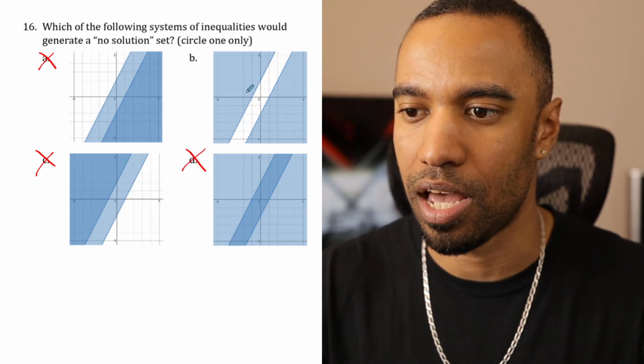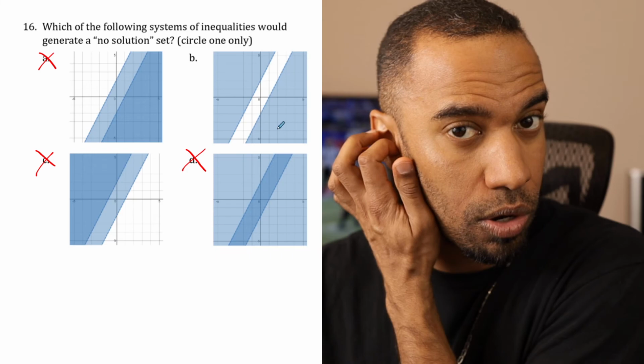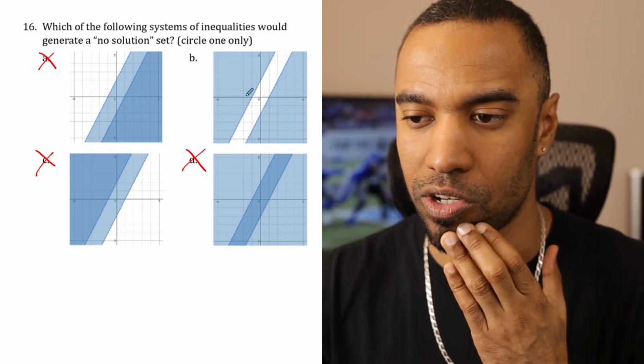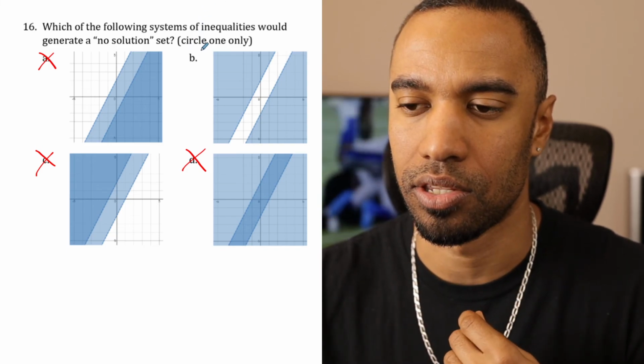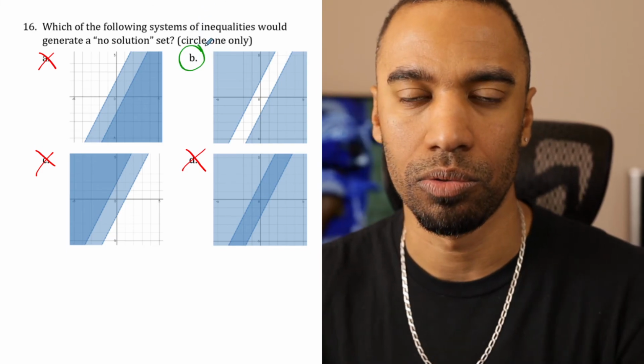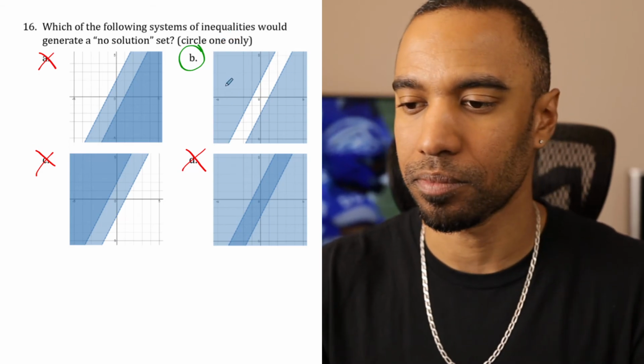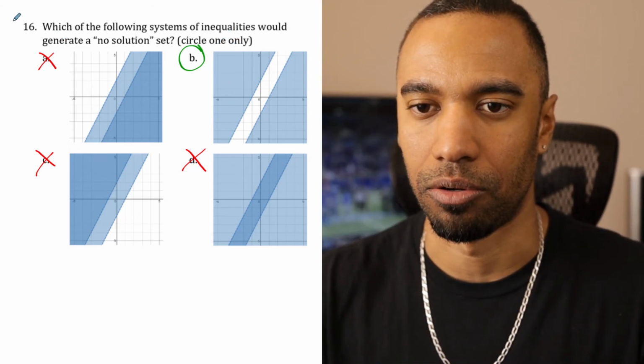This is the one where we're shading above the higher line and below the lower line. And that's the one where there are no intersecting regions at all. Nothing intersects. This is the answer to this guy right here. This is the one that has a no solution set. So there you have it. That would be number 16.